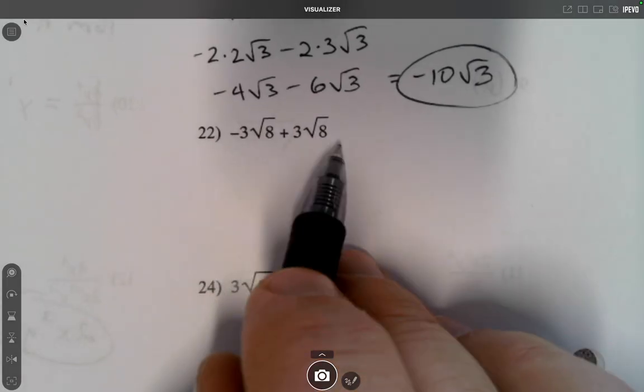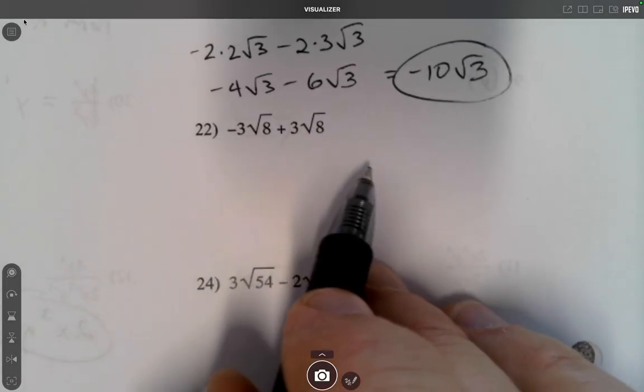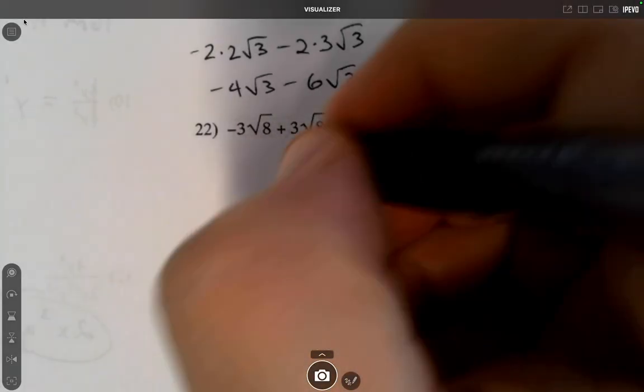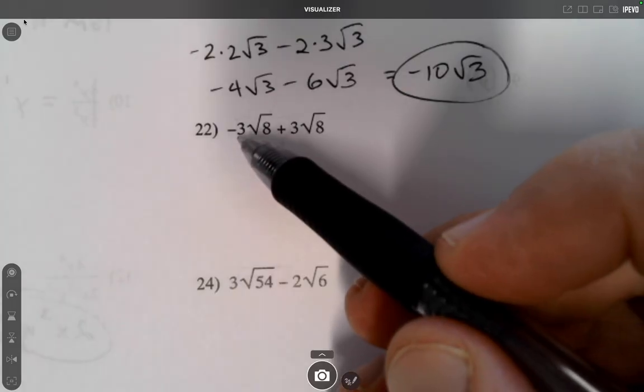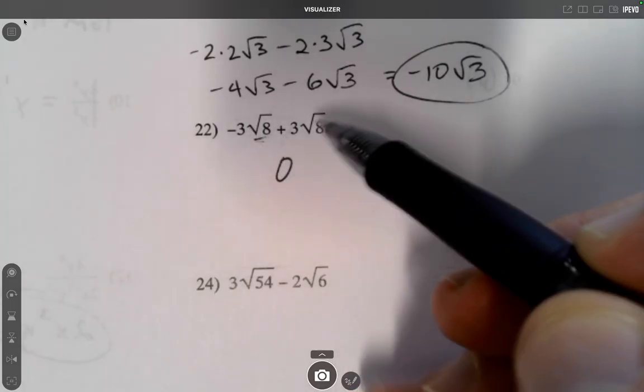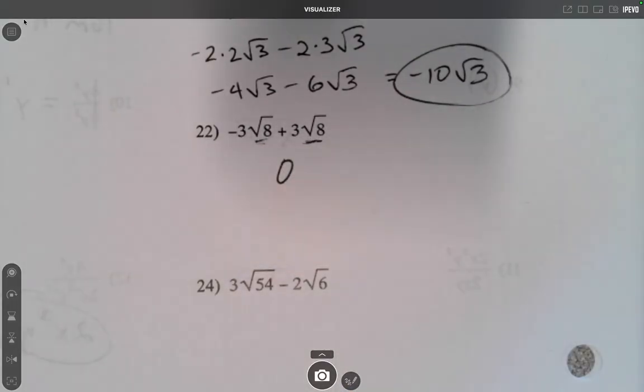These are like terms. Both are the square root of 8. And negative 3 plus 3 is 0. It's not square root of 8. It's not just the 3's that go away. Because you have negative 3 of these, and if you add 3 of these, then the result is to have none of these. So you have 0.